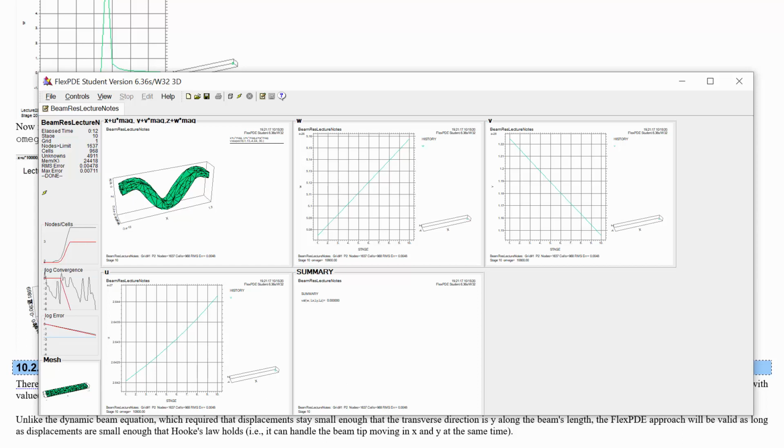Using this approach, you can find all kinds of things in FlexPDE as long as you're still staying linear and Hooke's law holds. We'll explore some of this stuff in the practice problems.